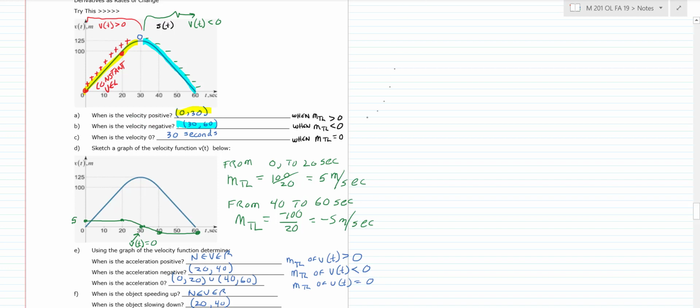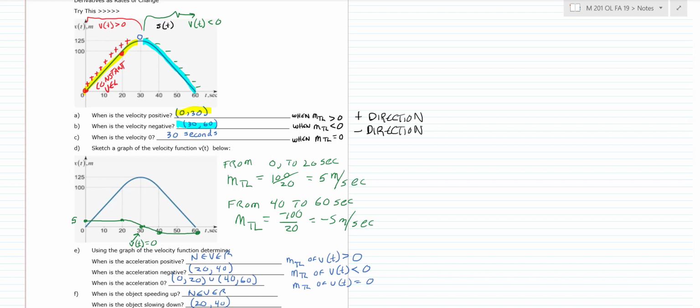And this would really mean that we're going in the positive direction when the velocity is positive. From 30 to 60, we would be going in the negative direction. So we may be returning back to our original place. And then the velocity would just be at that maximum right there.